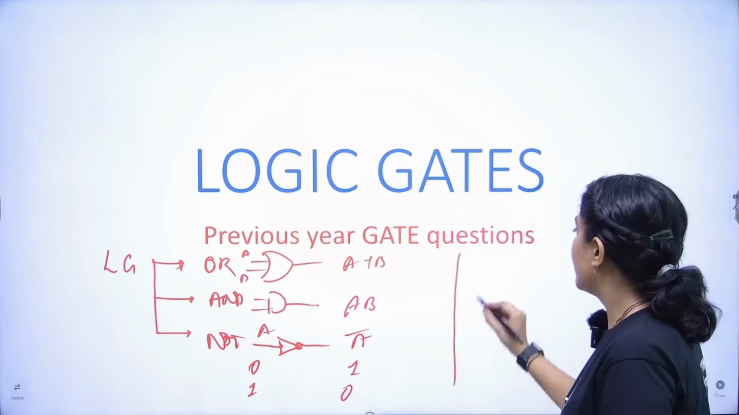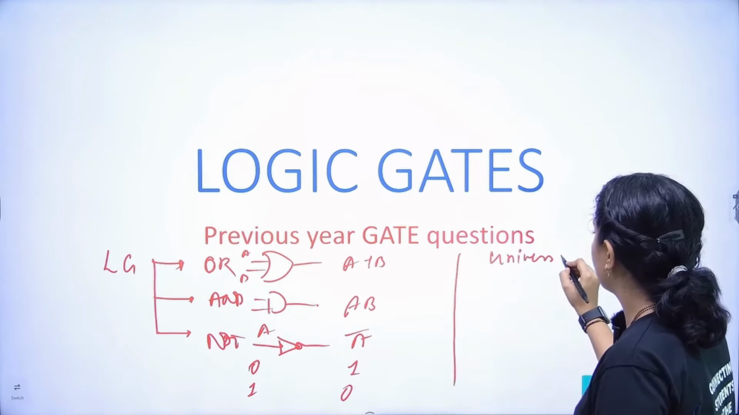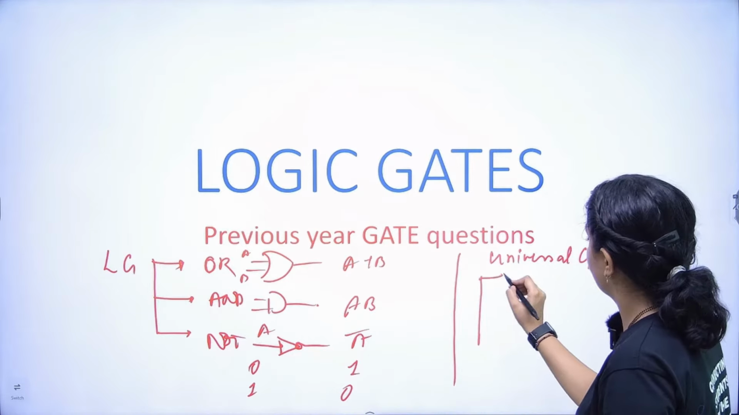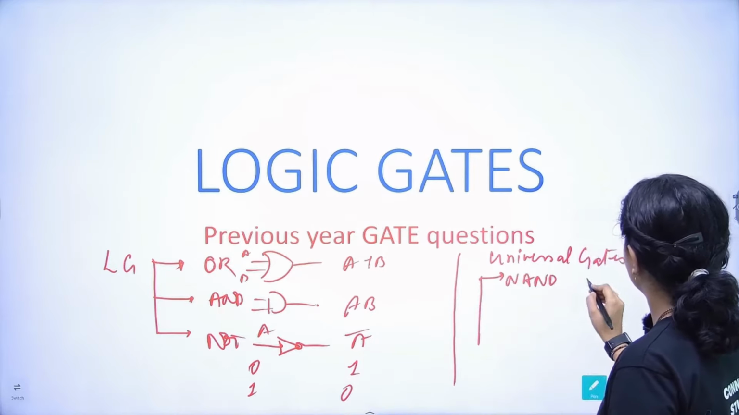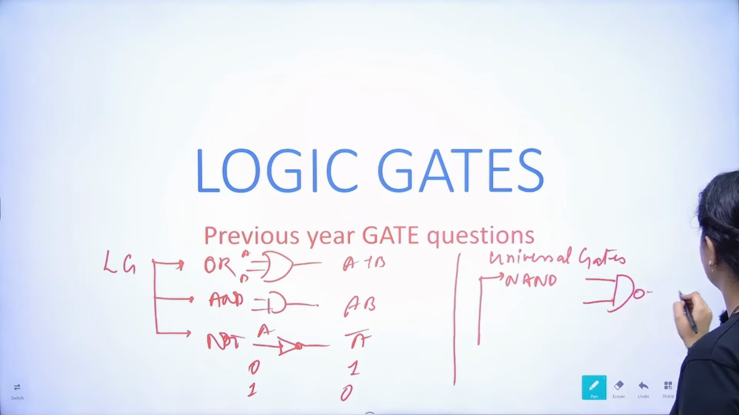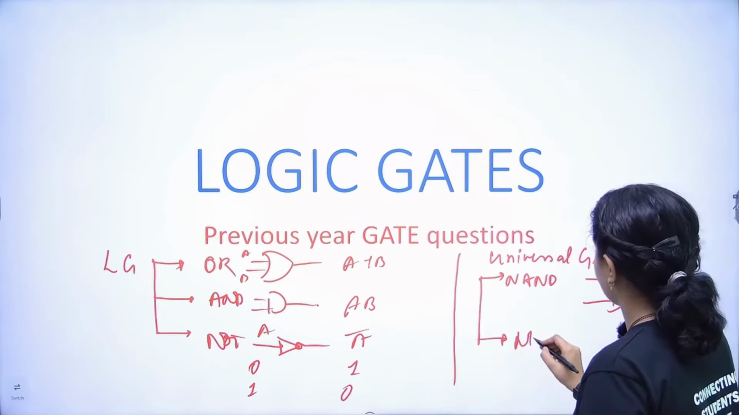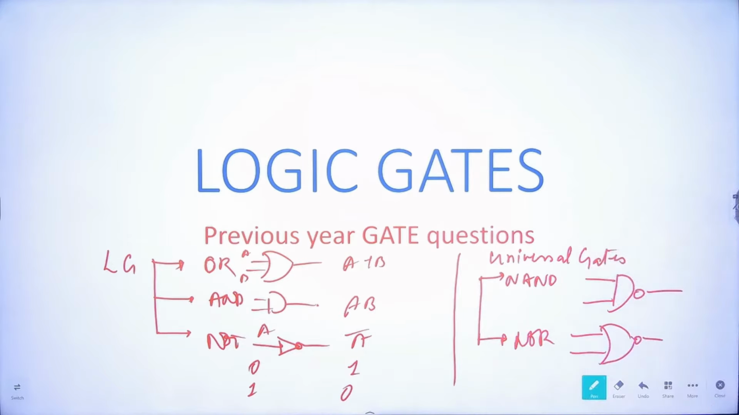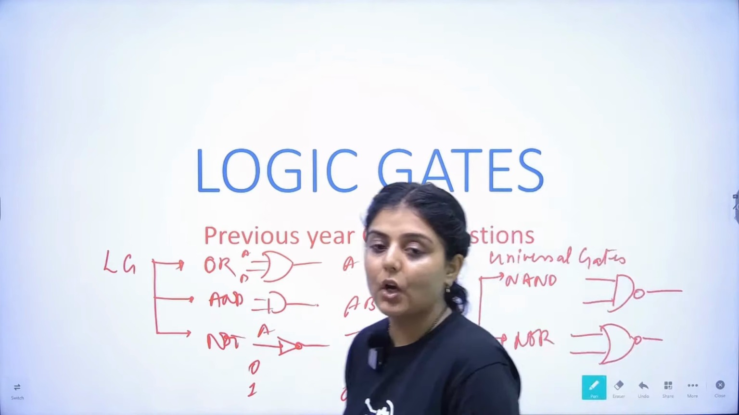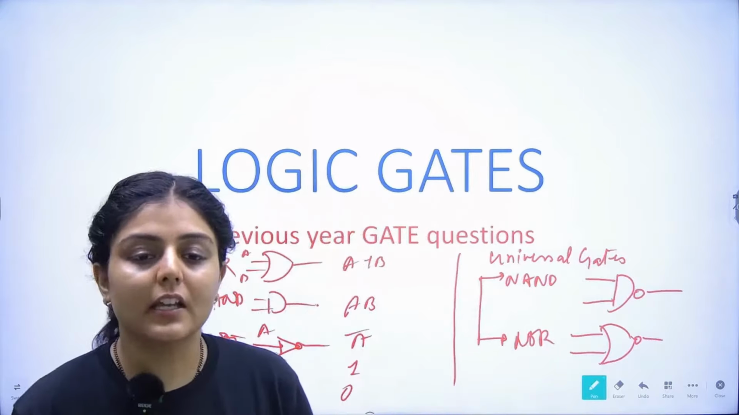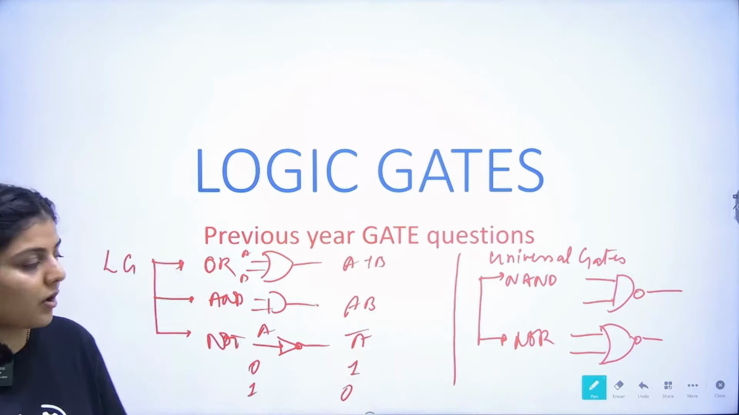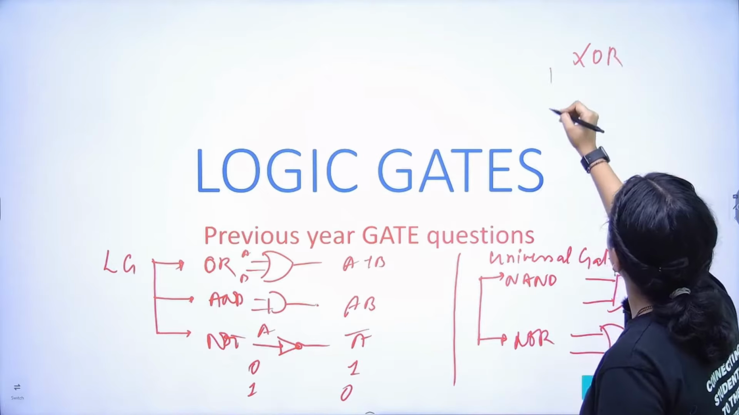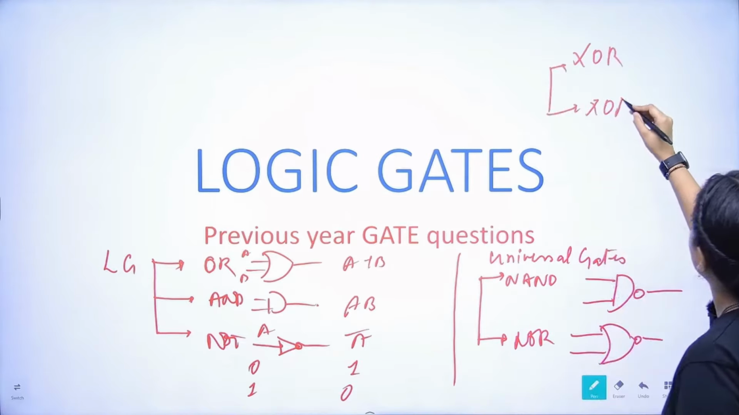Right? And two universal gates, that is NAND and NOR. So these two are universal gates. Why? These two are called universal gates because using NAND and NOR, we can implement any other basic gate. There are two other gates, XOR and XNOR.